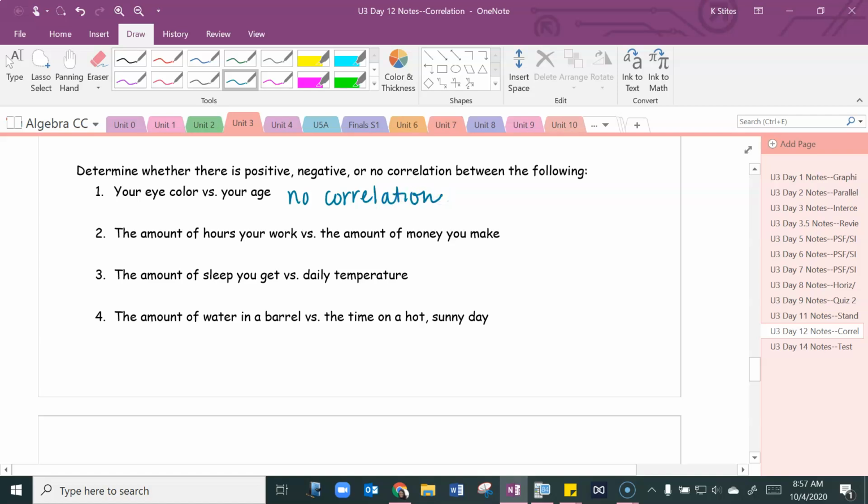Okay. What about the amount of hours you work versus the amount of money you make? Well, in most cases, the more hours you're working at your job, the more money you would make. See how both those arrows are going up? They're going the same direction. That tells us this is positive correlation.